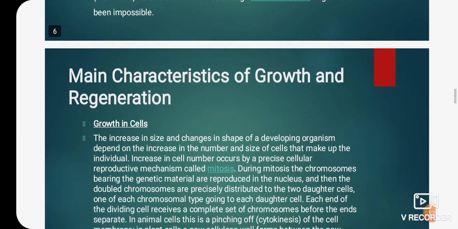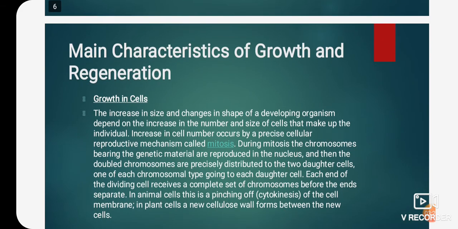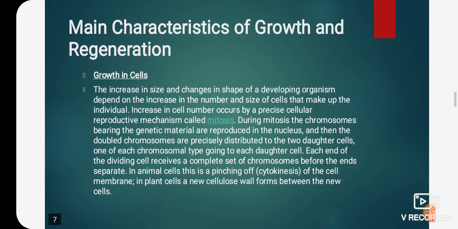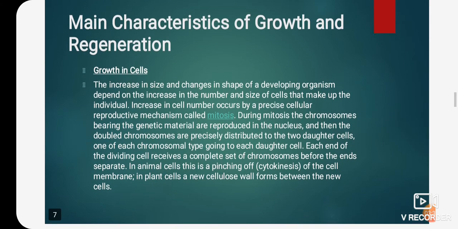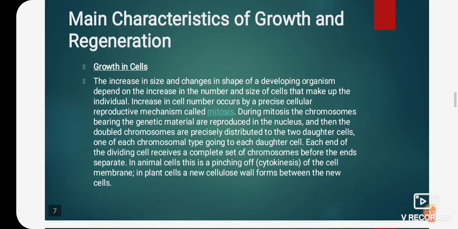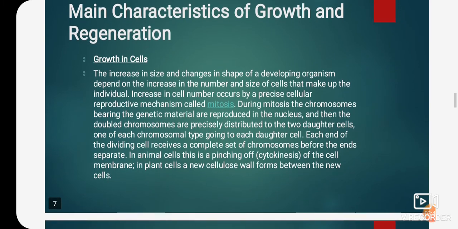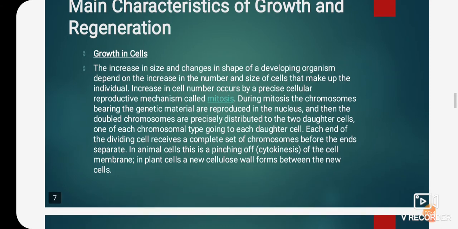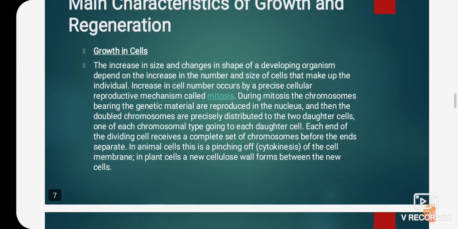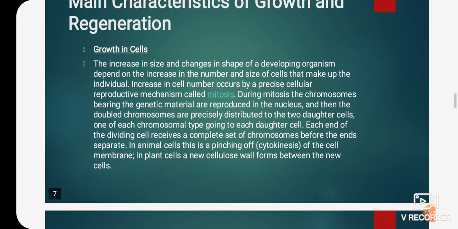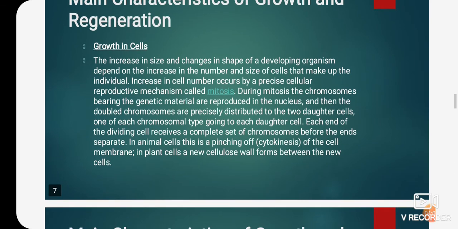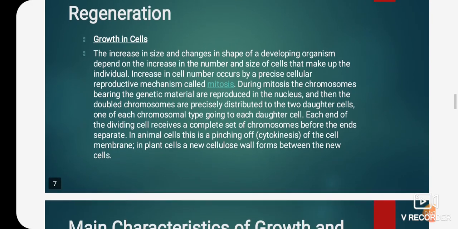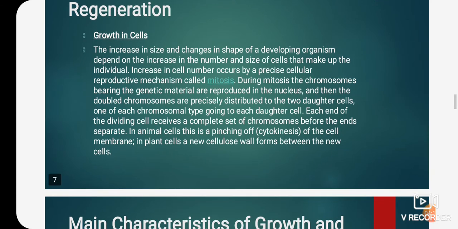So, students, now we are going to study growth in cells. The increase in size and changes in shape of a developing organism depend on the increase in the number and size of cells that make up the individual. Increase in cell number occurs by a precise cellular reproductive mechanism called mitosis. During mitosis, the chromosomes bearing the genetic material are reproduced in the nucleus, and then the doubled chromosomes are precisely distributed to the two daughter cells, one of each chromosomal type going to each daughter cell.